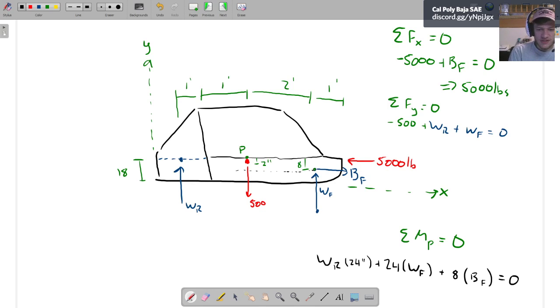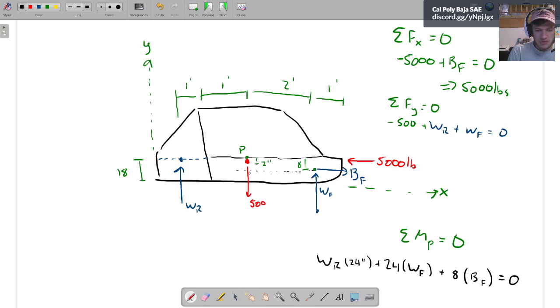And I could just easily have chosen this point. We'll call it point A, right? I could have just as easily chosen point A as the place that I wanted to sum the moments around, and that would mean that the front wheel force and the rear wheel force canceled. And that probably actually would have been a better decision, because that means that now I have one equation with one unknown. Then I basically get that equation for free, which makes this one easy to solve.